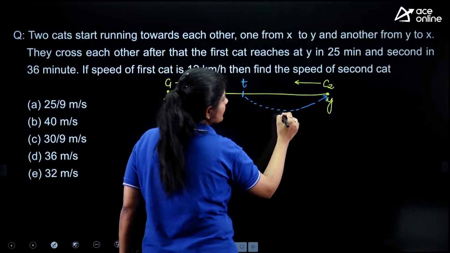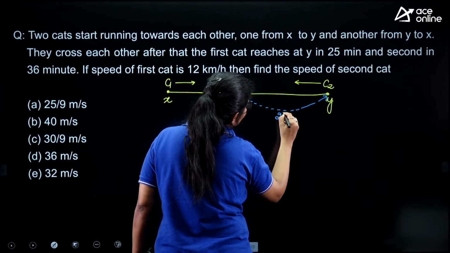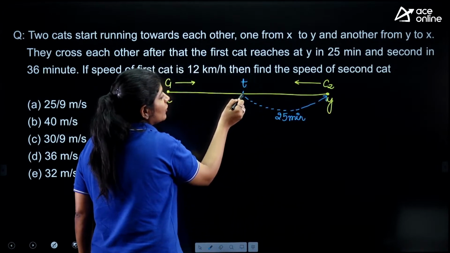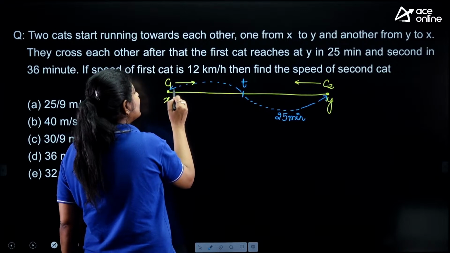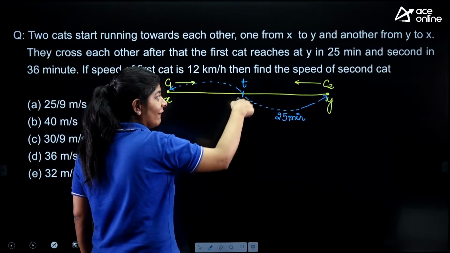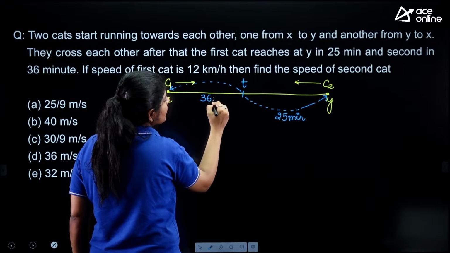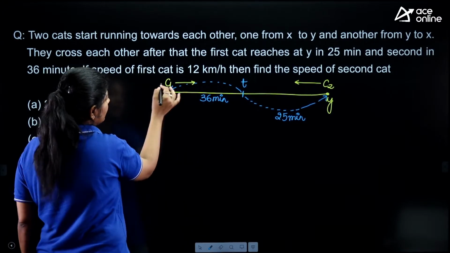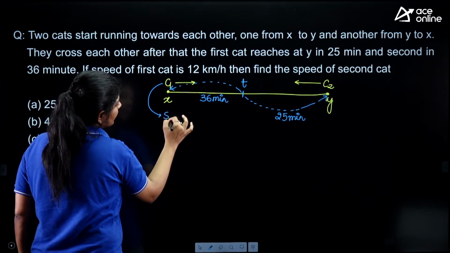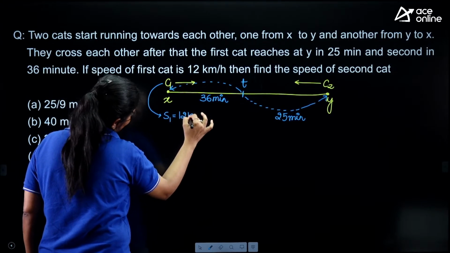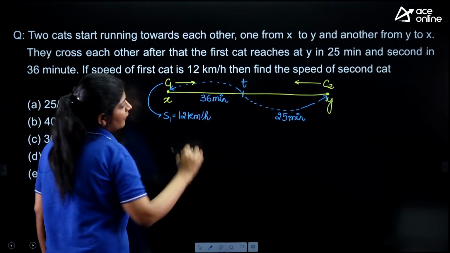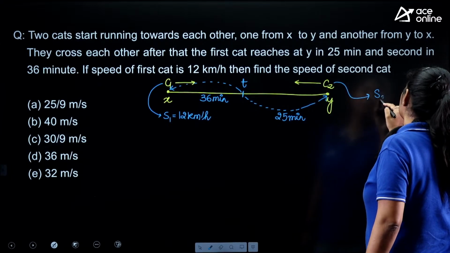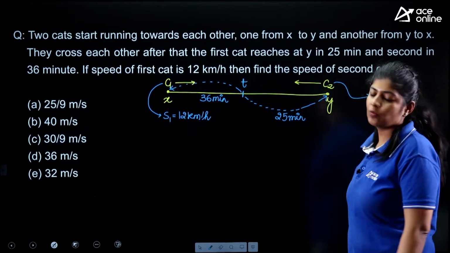The question is saying that the time required by kid 1 to reach the destination Y after meeting is 25 minutes, and the time taken by kid 2 to reach X after meeting is 36 minutes. If the speed of kid 1 is given as 12 kilometers per hour, we need to find out the value of S2.